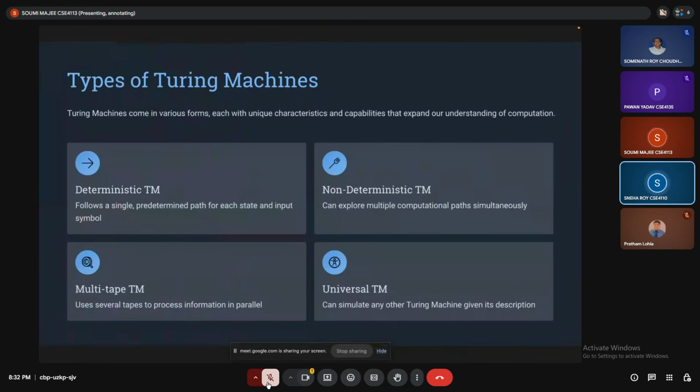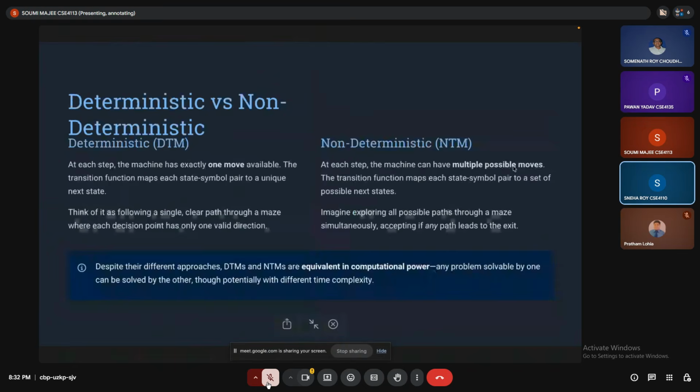There are types of Turing machine. There are different types like deterministic, non-deterministic, multi-tape, and universal Turing machine. Next slide. Here is the difference between a deterministic Turing machine and a non-deterministic Turing machine. In a deterministic Turing machine, only one move is possible at a time, and in a non-deterministic Turing machine, multiple moves are possible at the same time. Next slide.